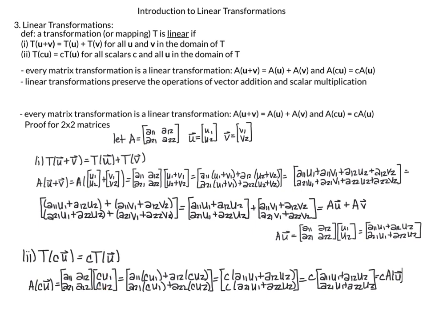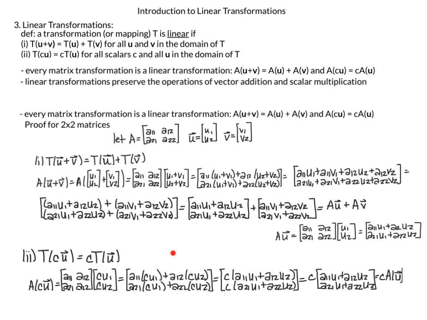Now I do my matrix vector multiplication. So I have A11 times Cu1 plus A12 Cu2. And for my second entry, I have A21 times Cu1 plus A22 times Cu2. And again, these are now all real numbers in here, so I can move them around.